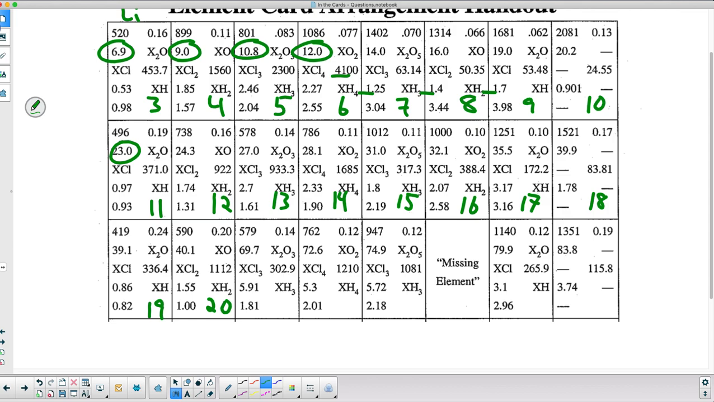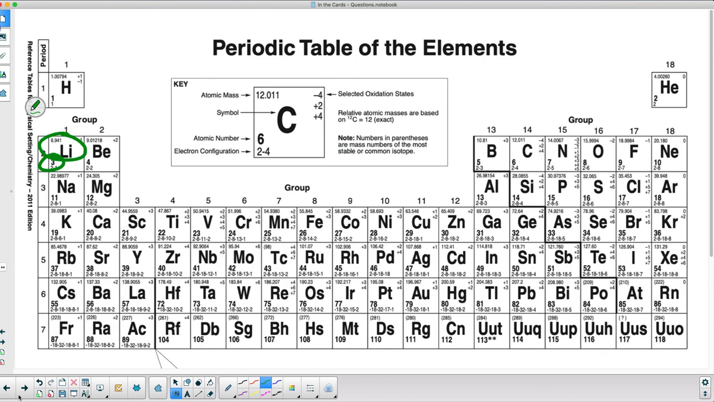Now that we know what each of these cards mean, we can use the numbers on here. Remember, the top one is ionization energy, that would be the 520. The 0.16 is atomic radius. The 6.9 is mass number. And then we have our formulas, and then at the bottom here we have electronegativity. Those are the 4 that we want to focus on. Let's go on to the next part here.